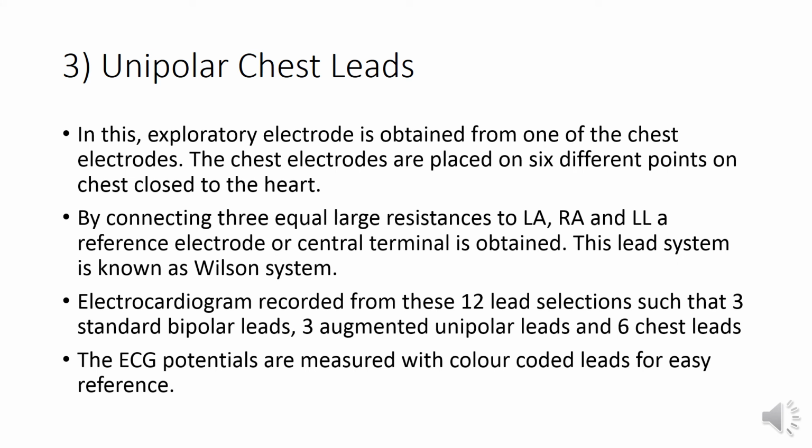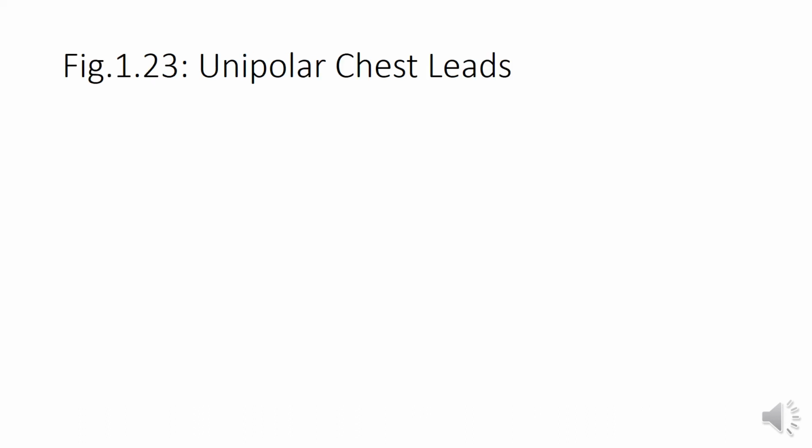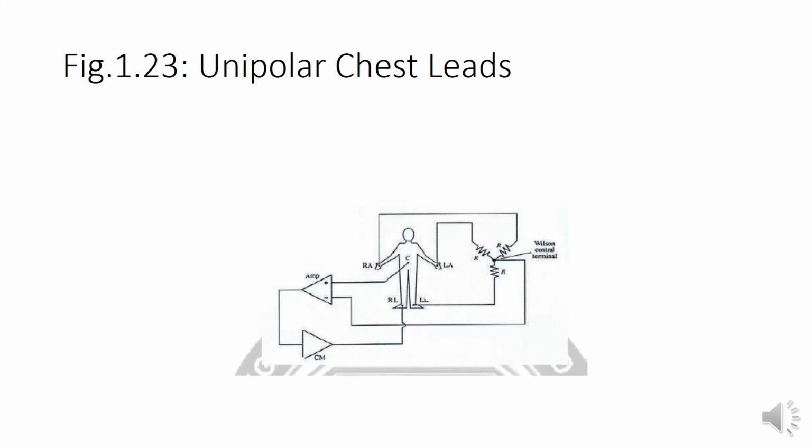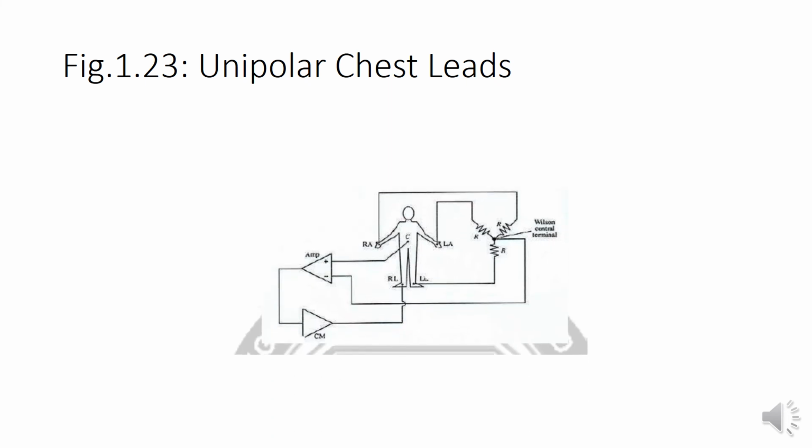The ECG potential is measured with color coded leads for AC reference. Next we see the unipolar chest leads. This is the diagram for the unipolar chest leads. There is only one electrode we have to take, connected to the operational amplifier. Based on the chest position, the positive voltage is connected to the amplifier. Then the right leg and the left leg are connected to one resistor. This resistor point is called the Wilson central terminal.